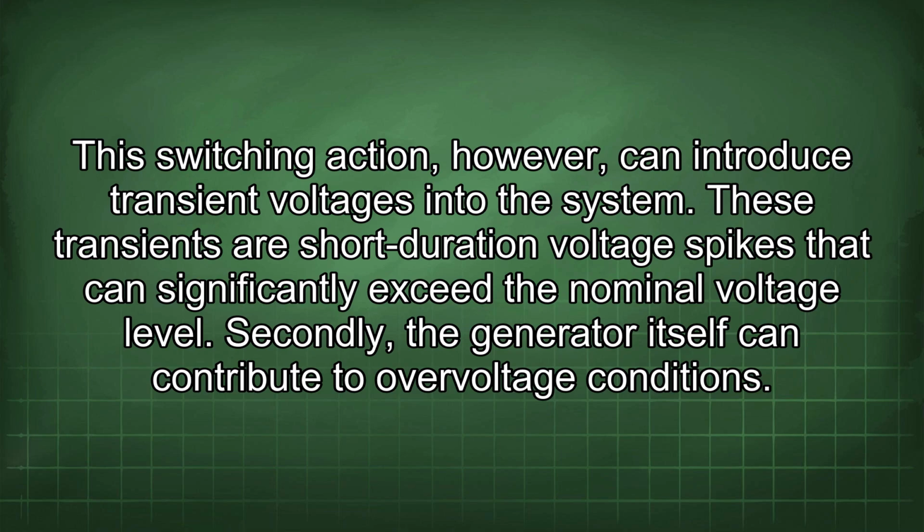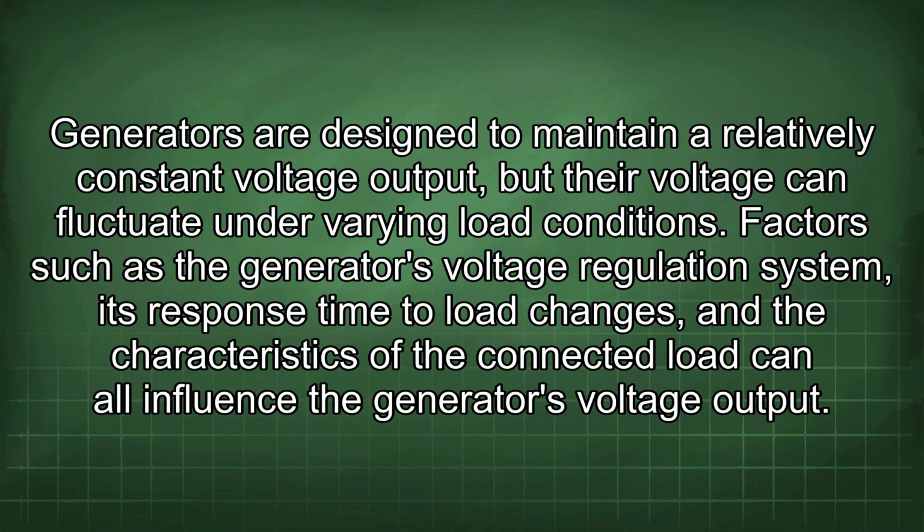Secondly, the generator itself can contribute to overvoltage conditions. Generators are designed to maintain a relatively constant voltage output, but their voltage can fluctuate under varying load conditions. Factors such as the generator's voltage regulation system, its response time to load changes, and the characteristics of the connected load can all influence the generator's voltage output.